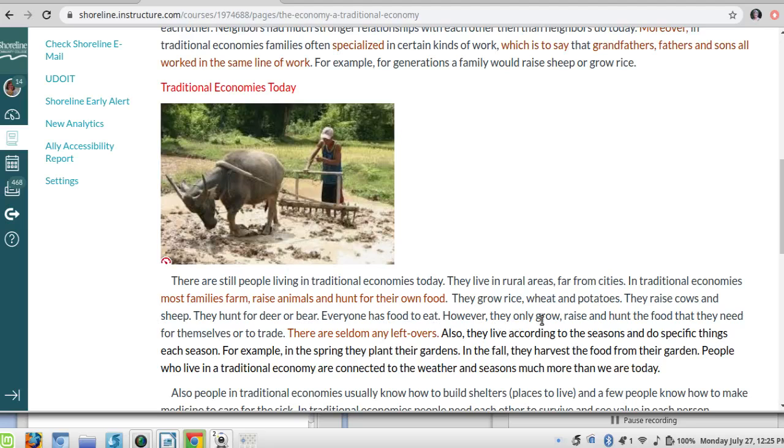However, they only grow, raise, and hunt the food that they need for themselves or to trade. There are seldom any leftovers. Also, they live according to the seasons and do specific things each season. For example, in the spring, they plant their gardens. In the fall, they harvest the food from their gardens. People who live in a traditional economy are connected to the weather and seasons much more than we are today.